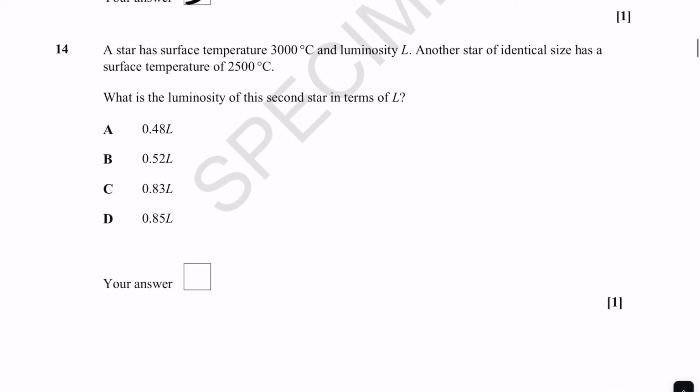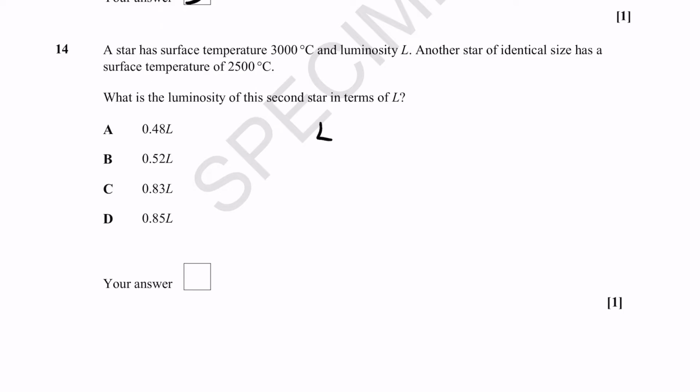Question number 14. It says a star has a surface temperature of 3000 degrees Celsius and luminosity L. Another star of identical size has a surface temperature of 2500 degrees Celsius. What is the luminosity of the second star in terms of L?